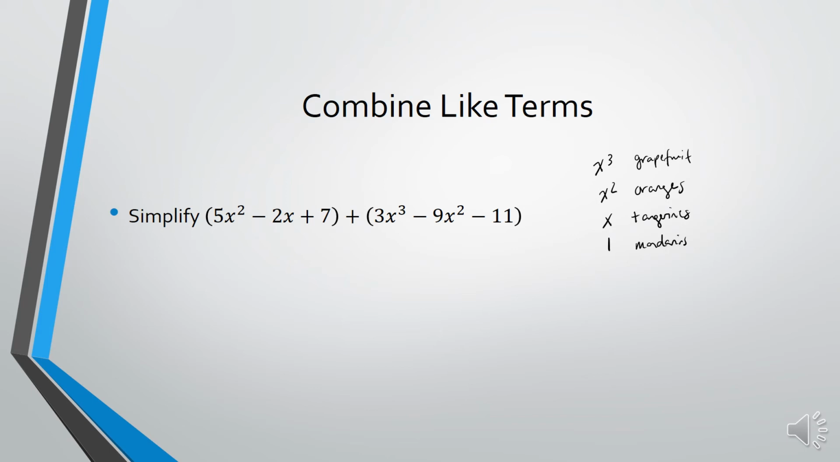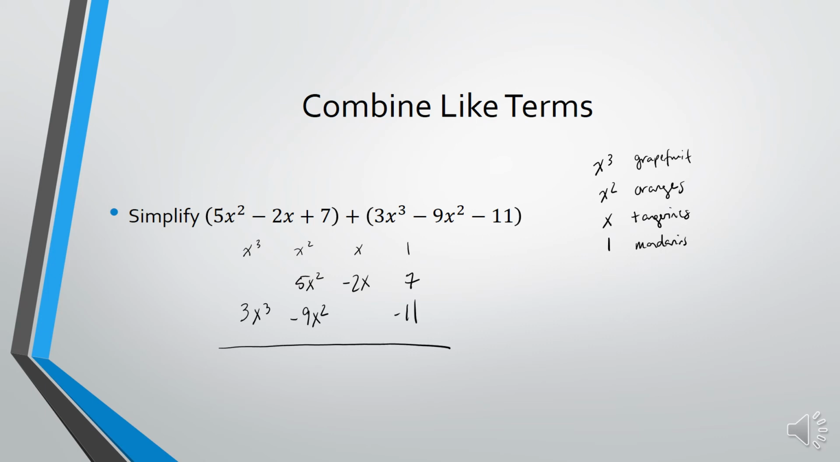So what I'm going to do in this problem, you can see we have x cubed and then down to constants. So I'm going to make some columns here. I'll have an x cubed column, an x squared column, just an x, and my constant. And since we're going to be adding these together, I'm going to match everything up. So I'm adding up 5x squared, and I'm adding up a minus 2x and a 7. I want to add to that 3x cubed minus 9x squared and minus 11.